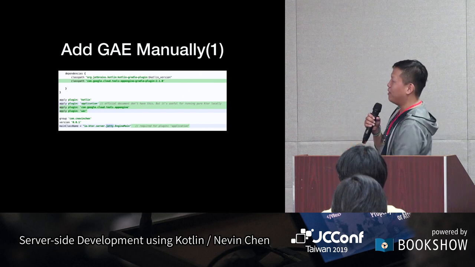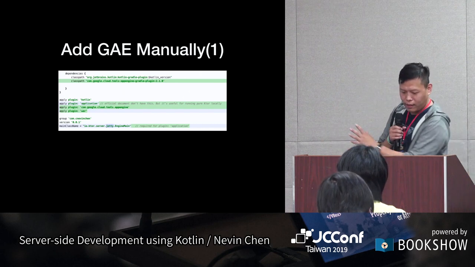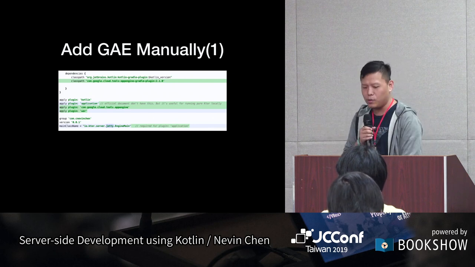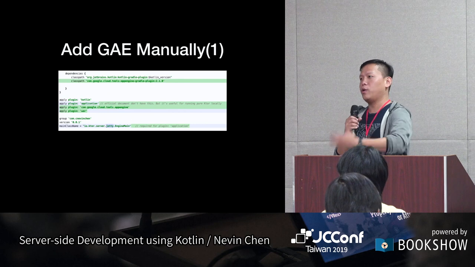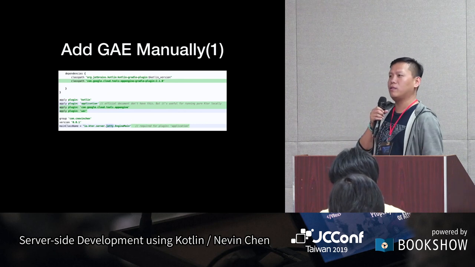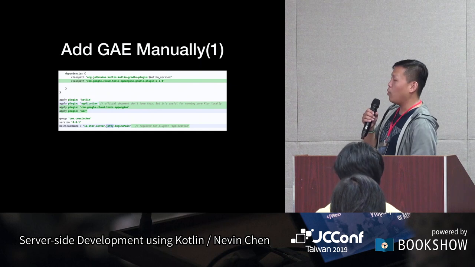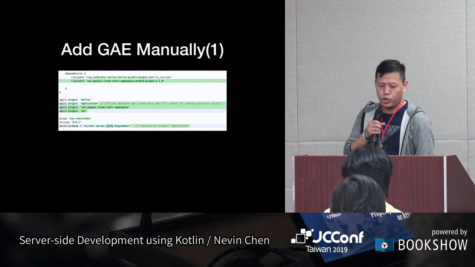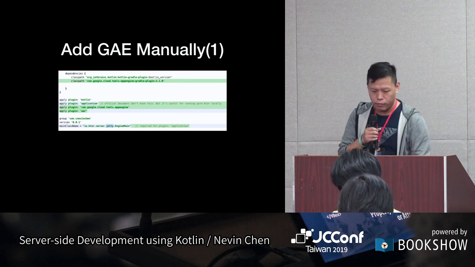Okay. If you want to do it manually, this is how I do it. Firstly, you set up the classpath. If you add a classpath, you can have a bunch of plugins, right? And what the plugins do is create a bunch of Gradle tasks for you. For example, deploy, so you don't want to write the deployment code yourself, right? Or run App Engine locally using an emulator, so you can test your Firestore rules, for example.